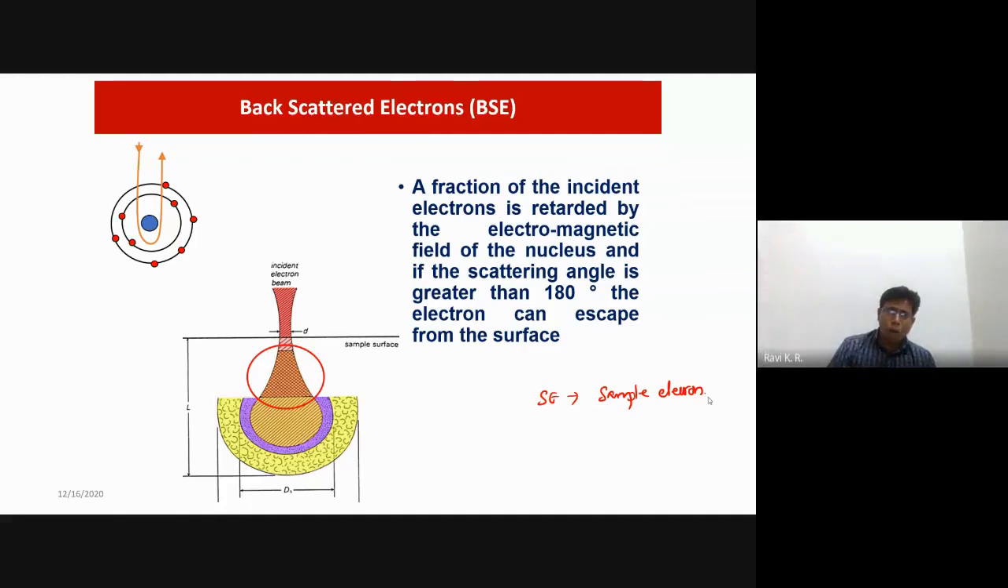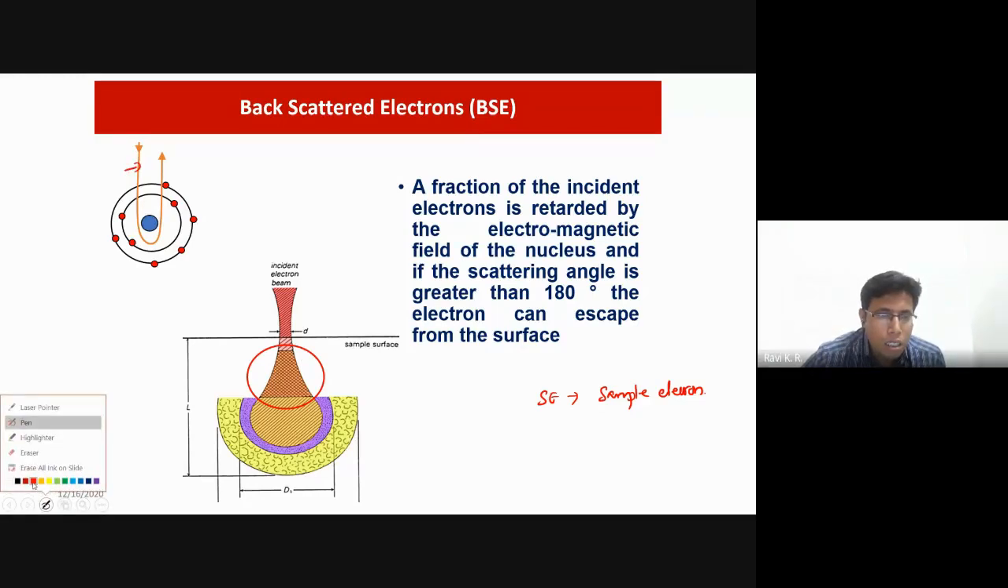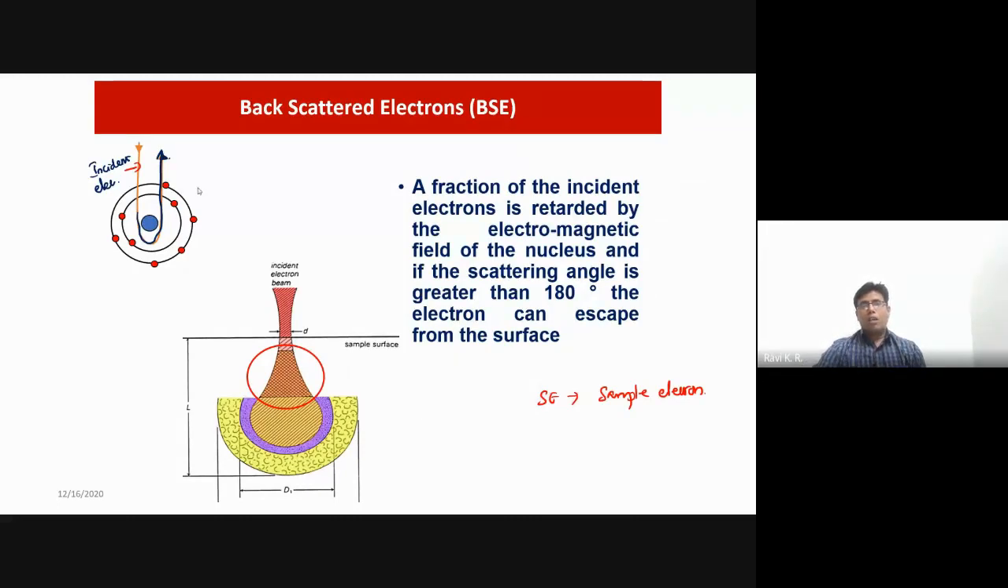But what we see in the backscatter electron is, let's say this is your incident electron. It is going through the sample, attracted by the nucleus, then it is changing direction, then it goes through this path. But what is going to happen is, this is the region where it is going to come from.